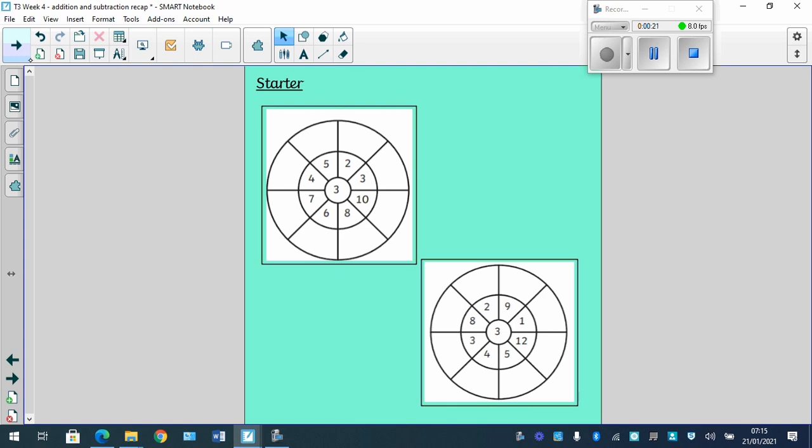So on the middle of the screen you can see two multiplication wheels. And these work by multiplying the numbers around the outside by the number in the middle on both of the wheels. So what I'd like you to do, see if you can answer the questions. I'll do an example for you. 2 multiplied by 3 equals 6. And I'll put my answer in the outer ring on these wheels. Okay, so give yourself a few minutes, see if you can do them as quickly as you can.